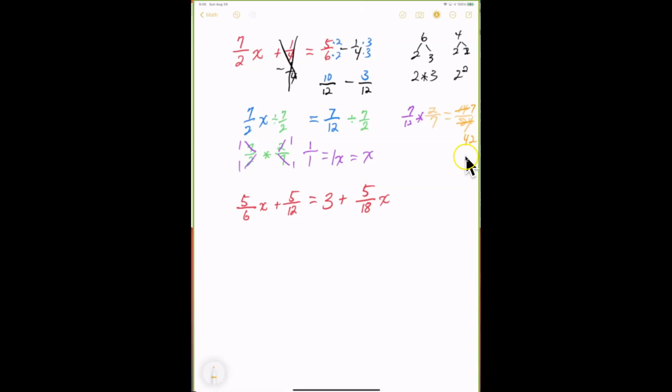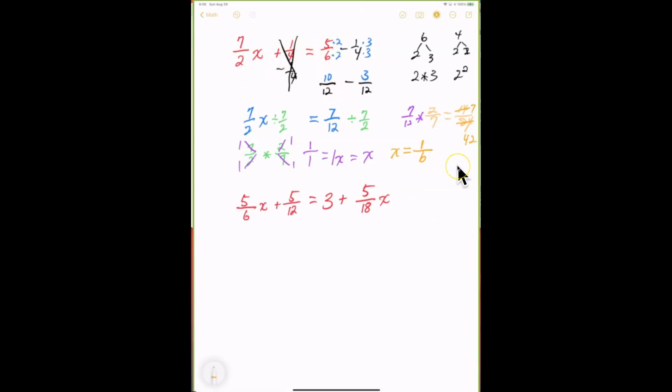These are both divisible by 7, right? So 7 divided by 7 is 1, and 42 divided by 7 is 6. So when we come back to this, x is equal to 1 over 6. So if we were to plug this 1/6 back into where the x appears here, 7 halves times 1/6 plus 1/4 is equal to 5 over 6.